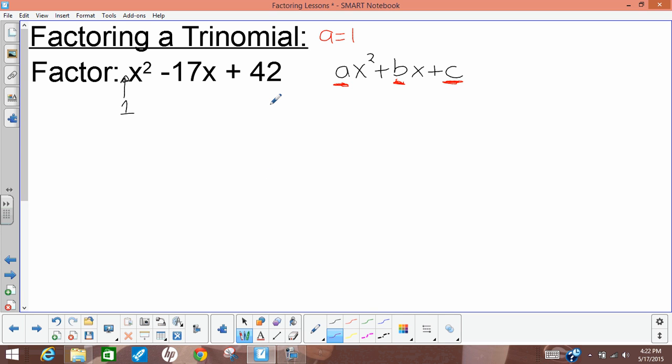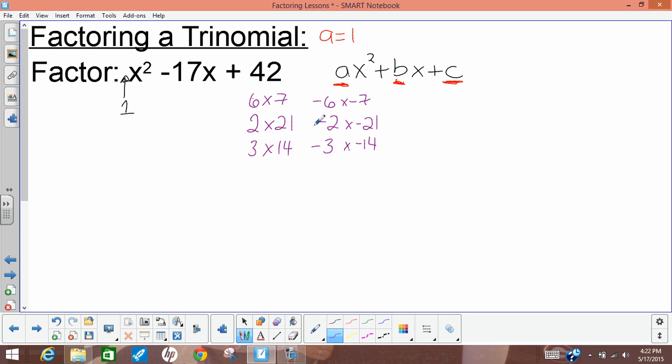First thing we're going to do is find factors of 42. That means we're going to find pairs of numbers that multiply to equal 42. So we can get 6 times 7 gives us 42, 2 times 21, 3 times 14. And of course all of these work as well if both numbers are negative. Negative 6 times negative 7 gives us positive 42. Negative 2 times negative 21. Negative 3 times negative 14.